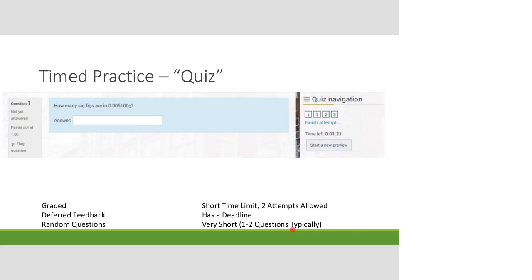So the setup is deferred feedback. These are all different random questions that are pulled from a bank, and so students will all get essentially different quizzes. I'd give students two attempts at this to give them a chance to first practice it, see how they're doing. If they need to do some more practice to be able to do well on it, then they can do some more practice along the way and then take the second attempt to make sure that you're doing well there.